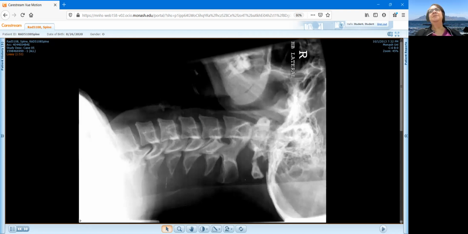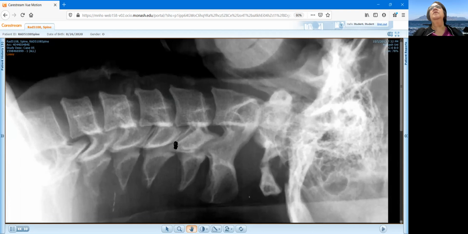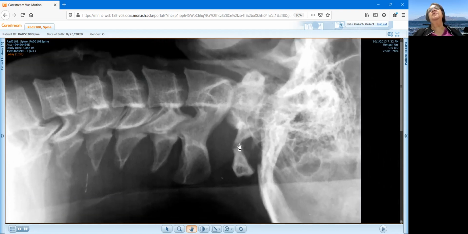On the lateral view, let me zoom in a bit. We can see there's a fracture of the posterior arch of C1. So we have a C1 fracture with malalignment of the C1 and C2 lateral masses, and this is of course in keeping with a Jefferson fracture. So the alignment is affected, the bone is affected, and of course the cartilage and joint are also affected.